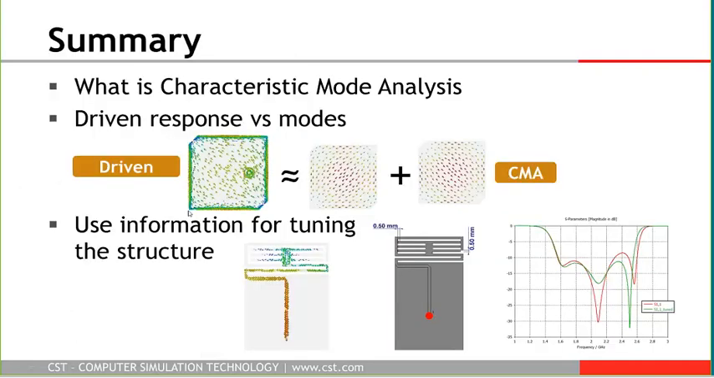So to summarize this section a little bit, you have seen what characteristic modes are. You have also seen that the driven simulation, or the real performance of the device, can be understood as a combination of characteristic modes. And last, you have seen that this information can be used for tuning the antenna.